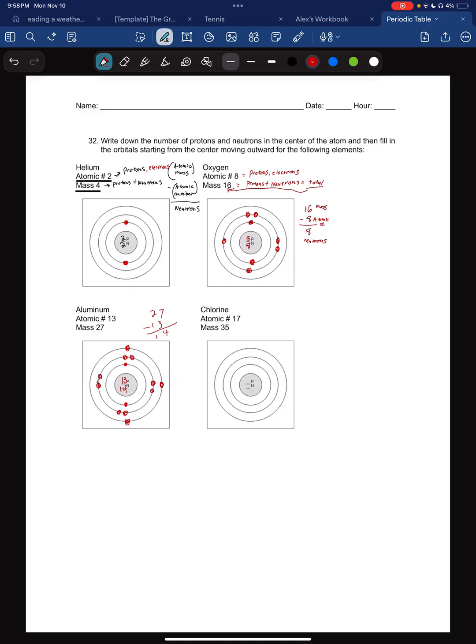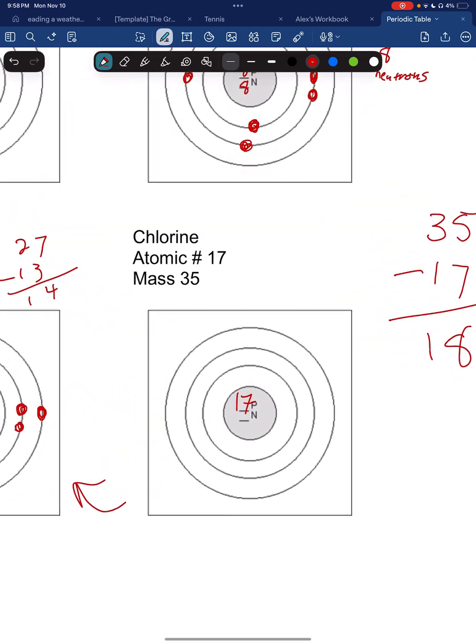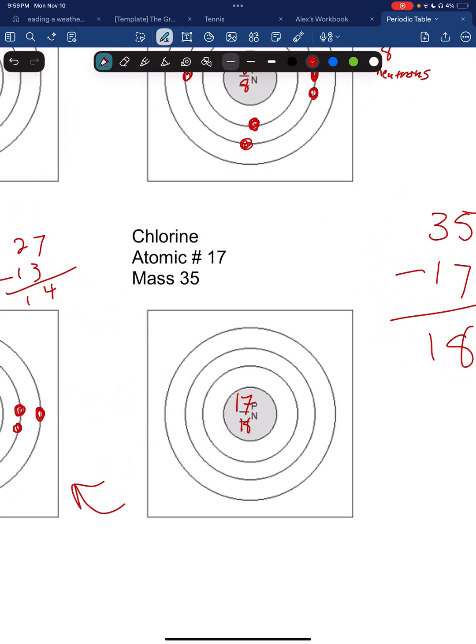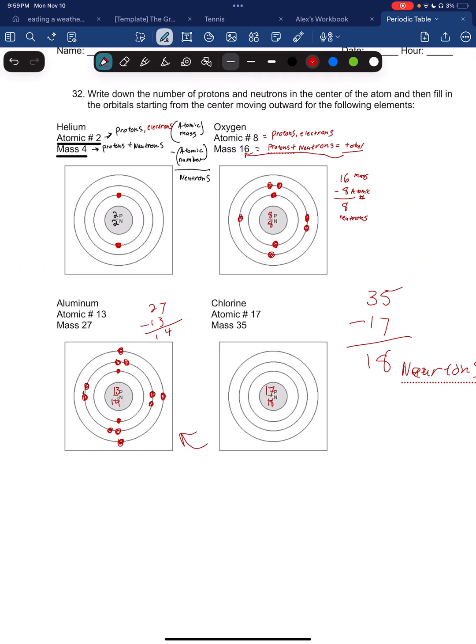Chlorine is going to be very similar to aluminum. Chlorine is atomic number 17 and has 17 protons. If you do 35 minus 17, you will get 18 neutrons. So you're going to write 18 next to the N. Now, just like what we did for aluminum, remember, you can only fit 2 electrons in your first orbital.